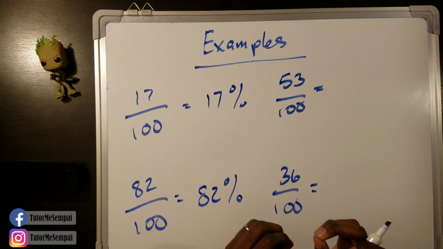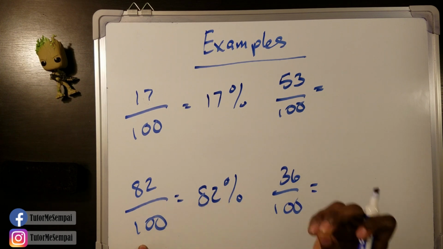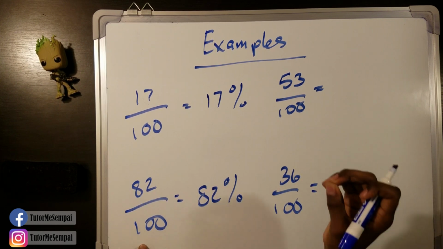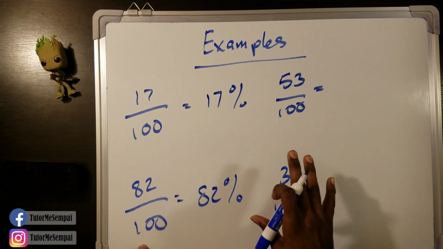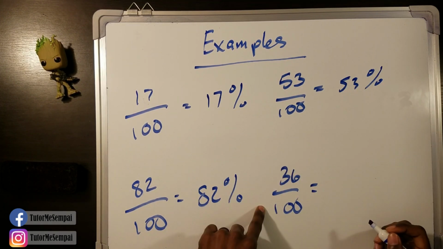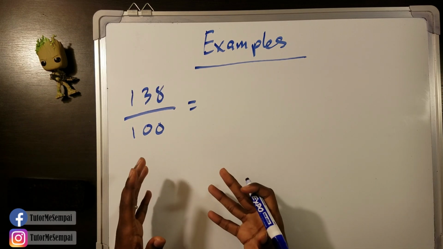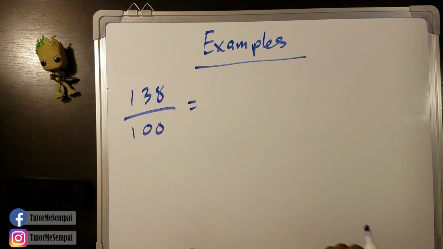Now, it's imperative that it's over 100. If this is 101 or 99, it is not a percent. Percent means by the 100, so it has to be over the 100. 53 over 100, that's going to be 53%. 36 over 100, 36%. Now we have something that looks like this. 138 over 100. Now what is that?